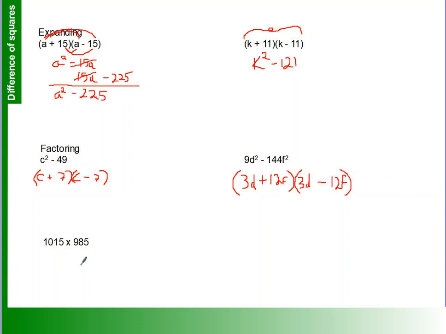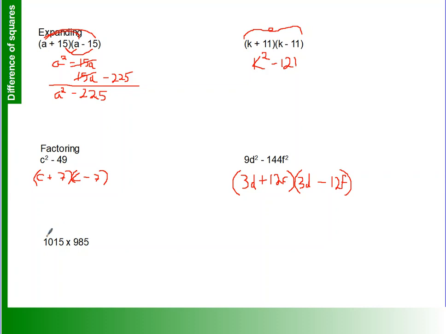Well, how does that work for fast mental math? Quick maths. So we have 1015 times 985. I cannot do this problem in my head unless I use the principle of a difference of squares.